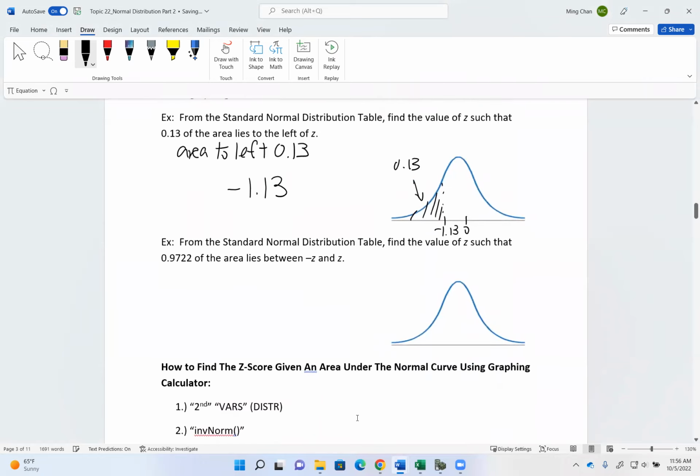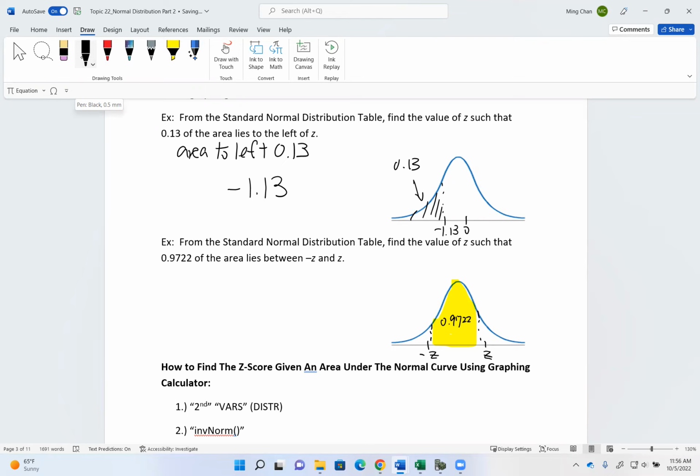All right, let's try another one. For the standard normal distribution table, find the value of z such that 0.9722 area lies in between. This one's a little bit tricky, in between negative z and z. So basically, here I have a negative z and a positive z. The area in between them is going to be 0.9722. If I can find one of the two z's, then I basically know what my z-scores are.